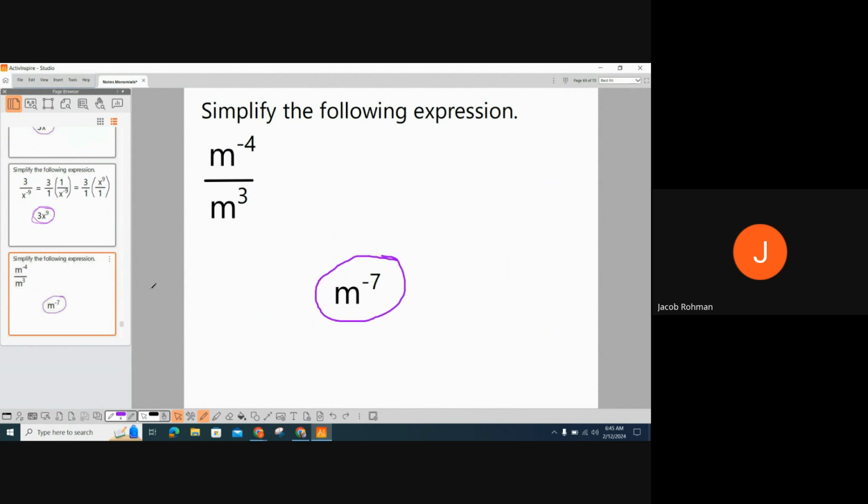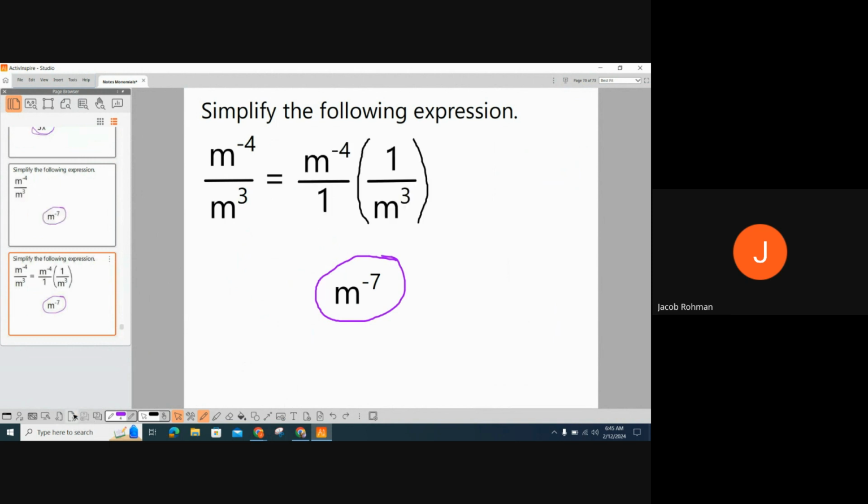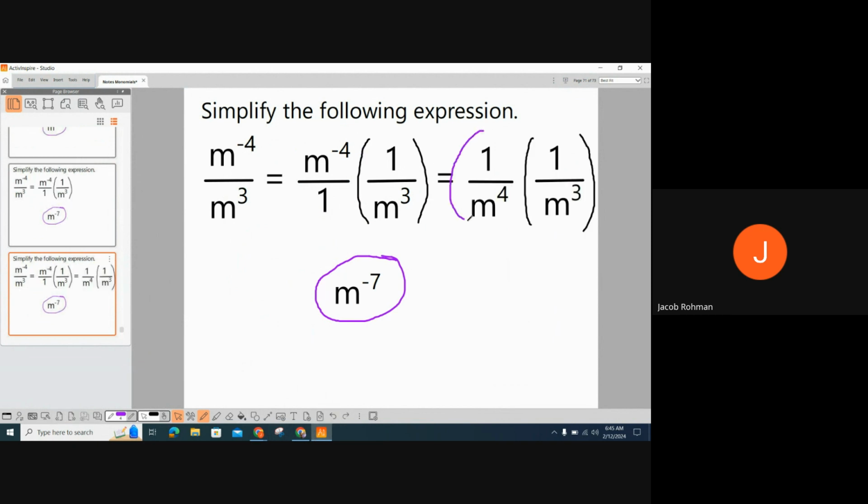This next example, same concept. We're going to break this apart as two separate fractions, and we would treat it as m to the negative 4th power over 1, and then 1 over m to the 3rd power. And so here, this portion, we can flip over, we can do the reciprocal, and we can turn that m to the negative 4 into a positive. So that's what I've shown right here, 1 over m to the positive 4th power.